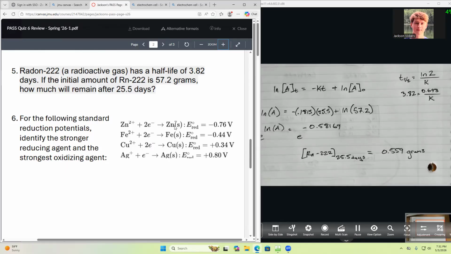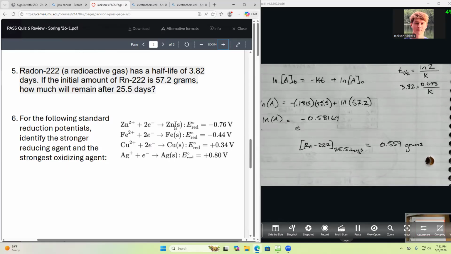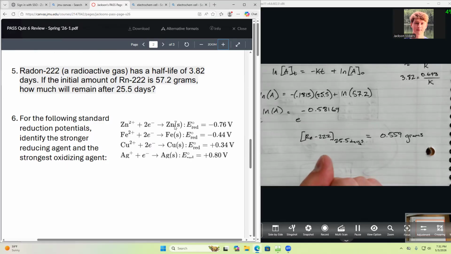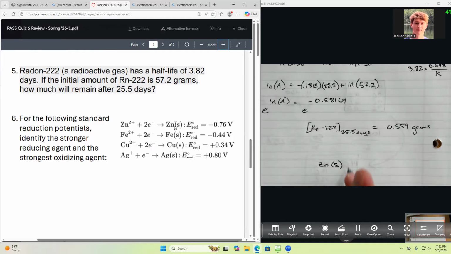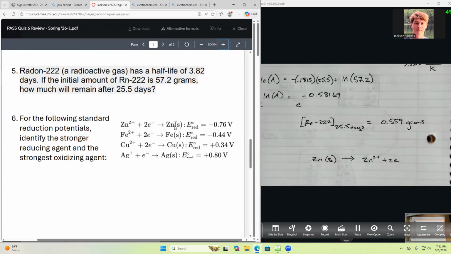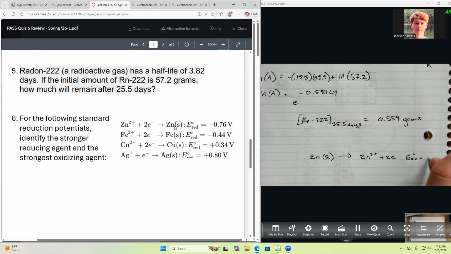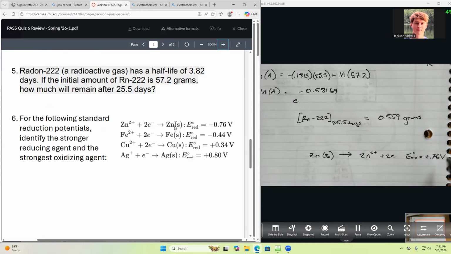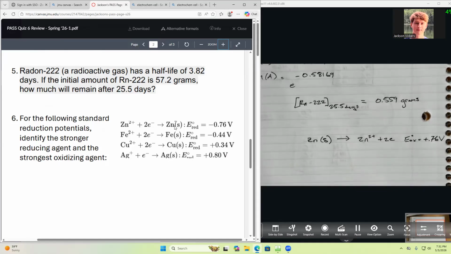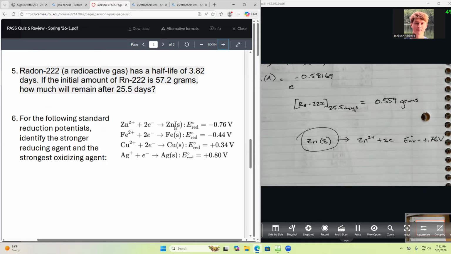So the next step is talking about what would be the agents at play here. And so if we were asked to find what's the strongest reducing agent, we have to look at what's the thing that's best at being oxidized. And that's going to be zinc solid. Because we know zinc solid is really good at being oxidized to zinc 2 plus. And if we want, we can even write the oxidation potential as being positive 0.76 since we flipped it. So yeah, this would be the answer for the first one. This is the best reducing agent.